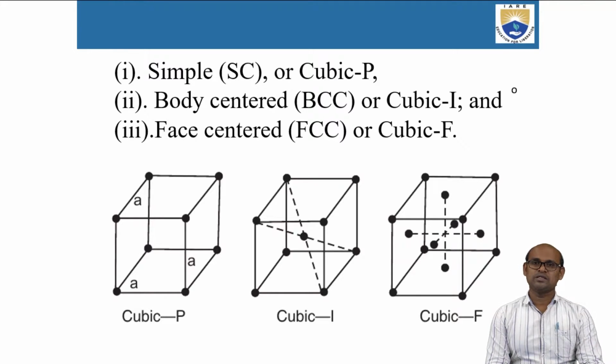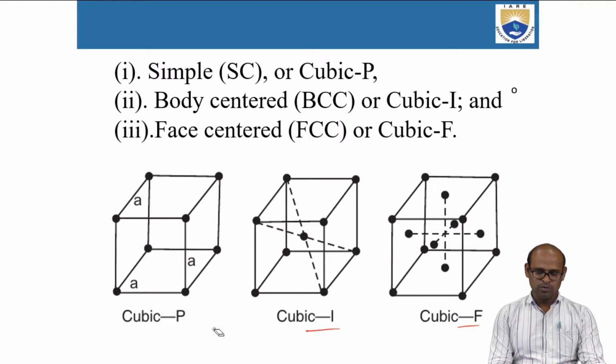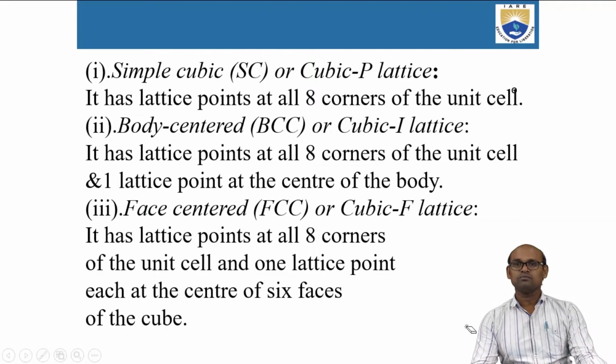So in a cubic crystal system, there is only one primitive crystal and two non-primitive crystals, right? So one primitive and two non-primitive crystal systems. We will see next.